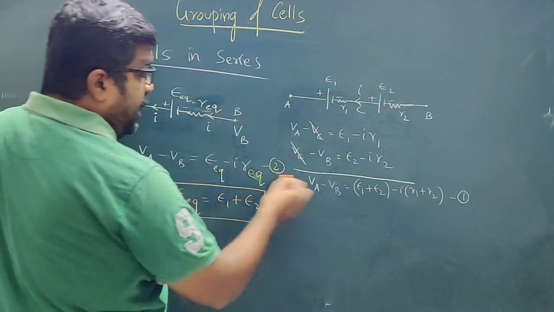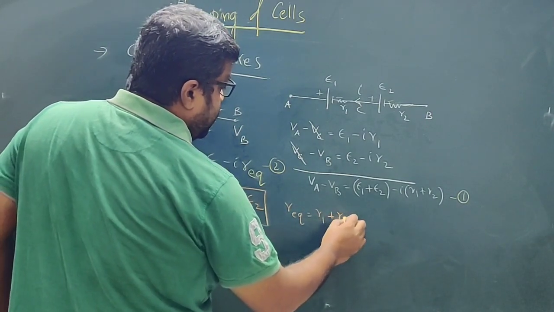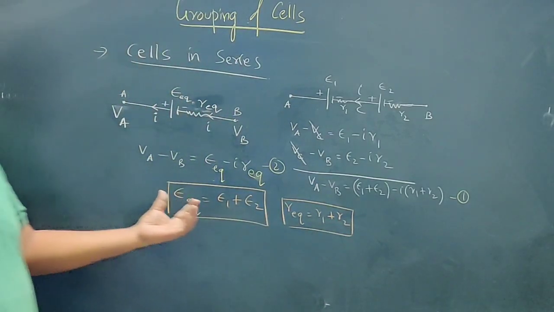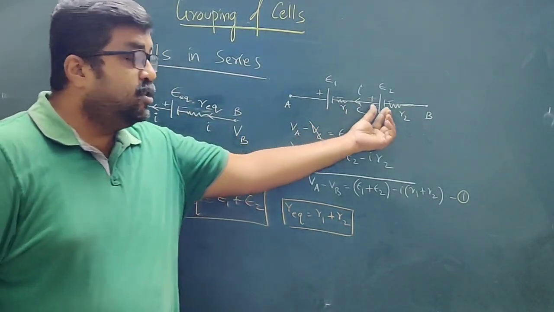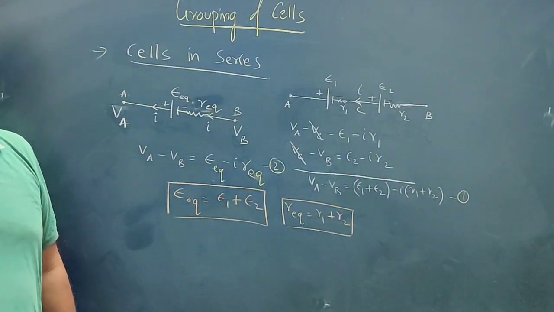Similarly, R equivalent will be R1 plus R2. So this is how you can calculate the equivalent EMF. Suppose this is 2 volt, this is 2 volt, and they are connected in series. So equivalent EMF will be 4 volt.